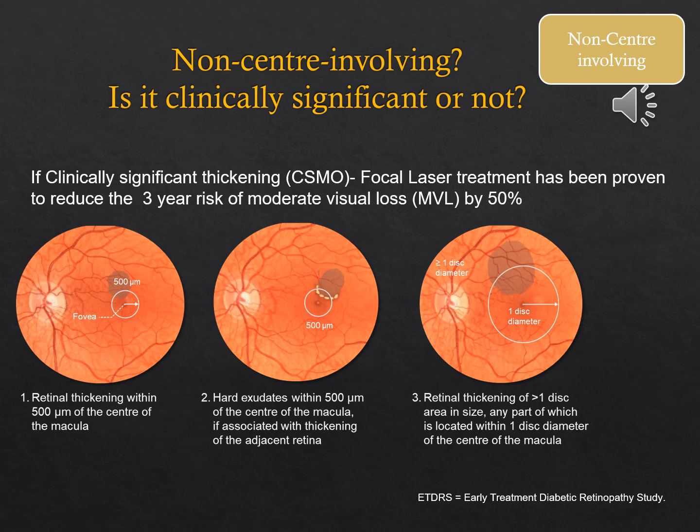If there is retinal thickening within 500 microns of the centre of the macula, or if there are hard exudates within 500 microns of the centre of the macula, if associated with thickening of the adjacent retina, or retinal thickening that is greater than 1 disc area in size, if any part of this is located within 1 disc diameter of the centre of the macula. These diagrams give you an example of each type.